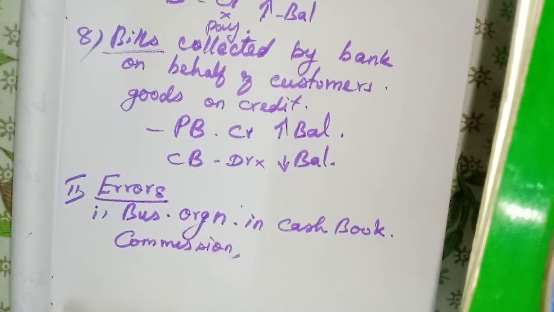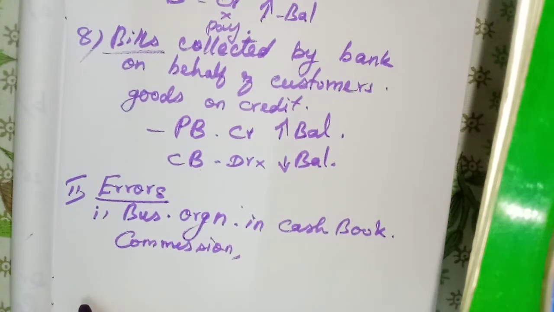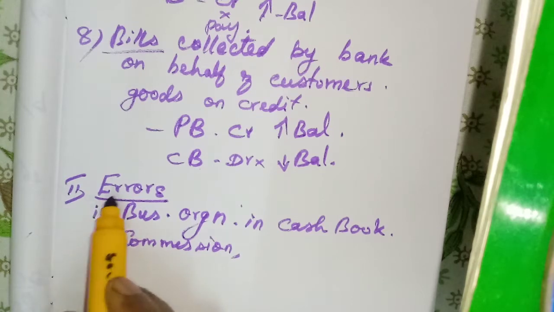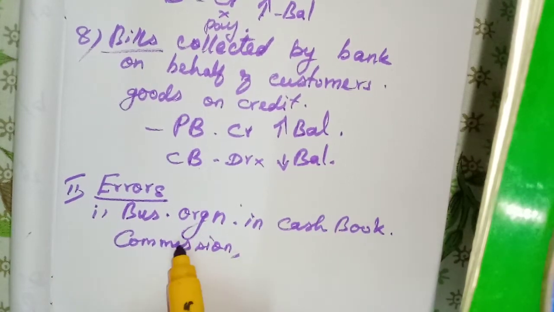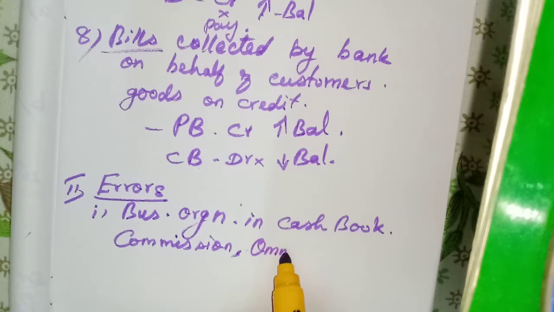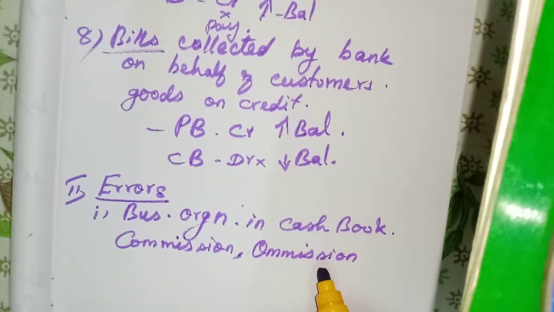In the next chapter, in the forthcoming chapters, we will write about errors. One chapter itself we are going to learn. Okay, so that is called error of commission. Sometimes we may forget to enter any transaction. That is called error of omission. Okay, error of commission, error of omission.